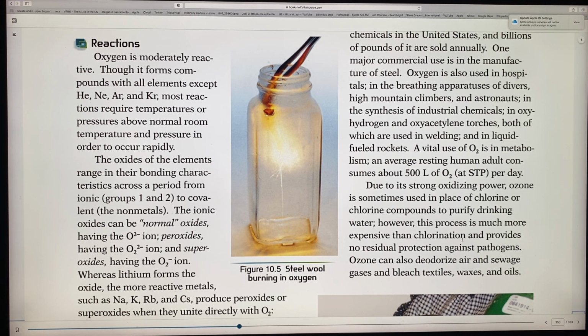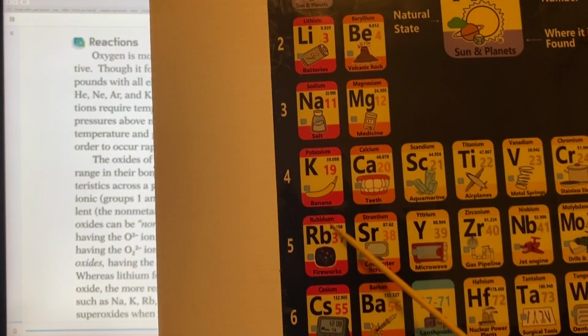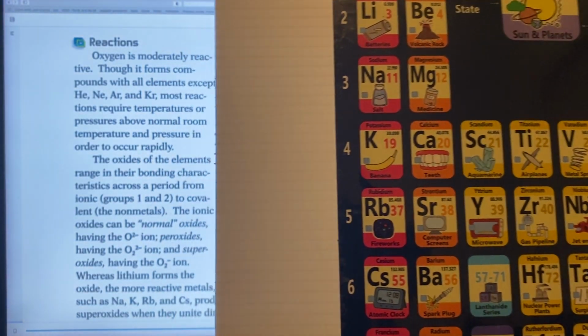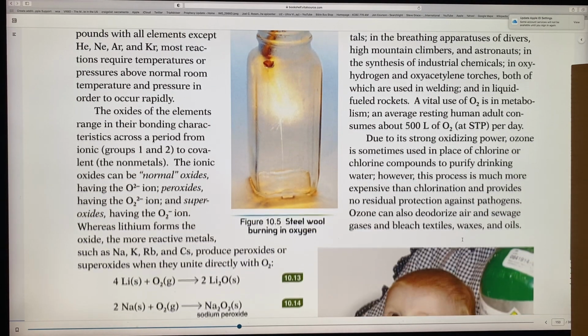Lithium forms an oxide, while the more reactive metals, we've got lithium, sodium, potassium, and on to Rb and Cs, which is rubidium and cesium. Let's look at this table again to see where they're at. They're in this first column here. All of these react with oxygen, of course, and in reacting with oxygen, they produce oxides, peroxides, or superoxides when they unite.